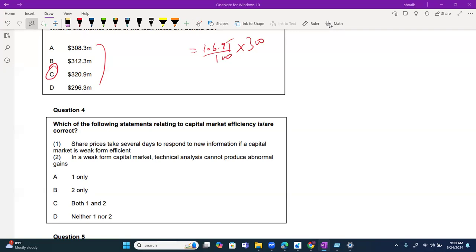In a weak form capital market, technical analysis cannot produce abnormal gain. We discussed this a few minutes earlier. So the second is correct. In reality it is not necessary that it takes one day, because markets are inefficient. Maybe it will correct in 10 minutes, 1 hour, 2 hours. Maybe it may not correct even in a month's time. It depends. Nobody knows.